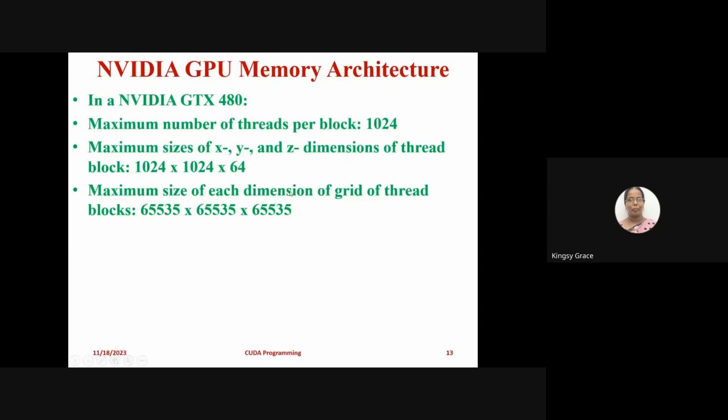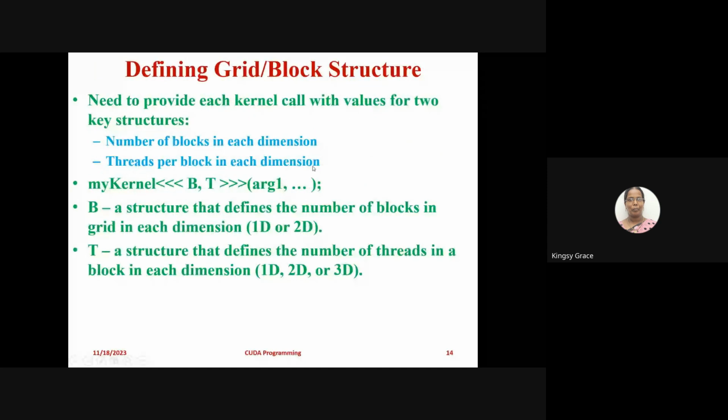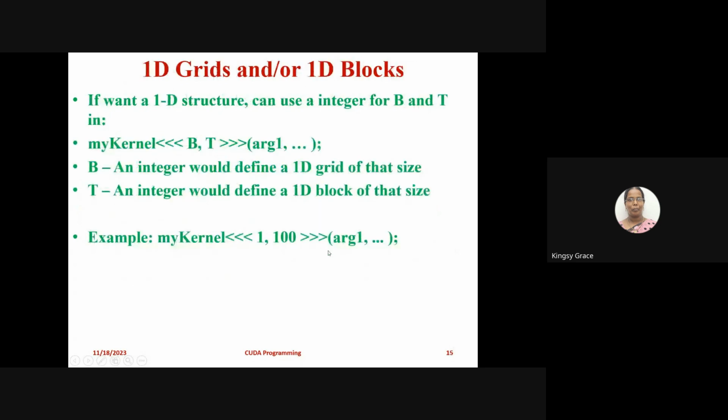And the maximum size of each dimension of the grid of thread blocks is 65,535 into 65,535 into 65,535. This is based on the number of cores available in that particular GPU. You already know that you have to specify blocks comma threads, argument 1, 2, etc. up to argument 1. This represents blocks, this represents threads.